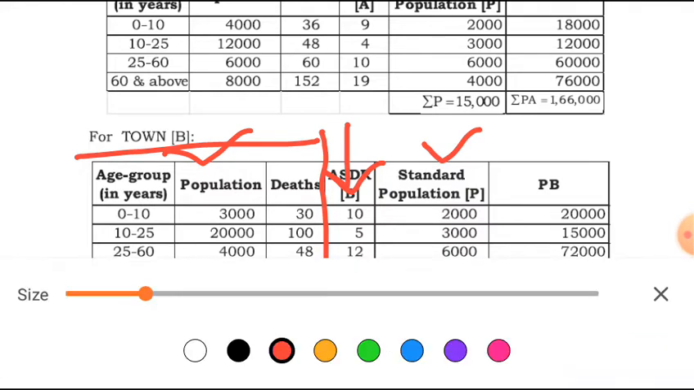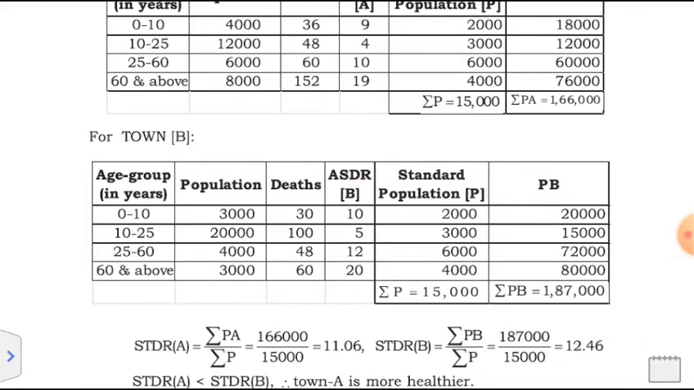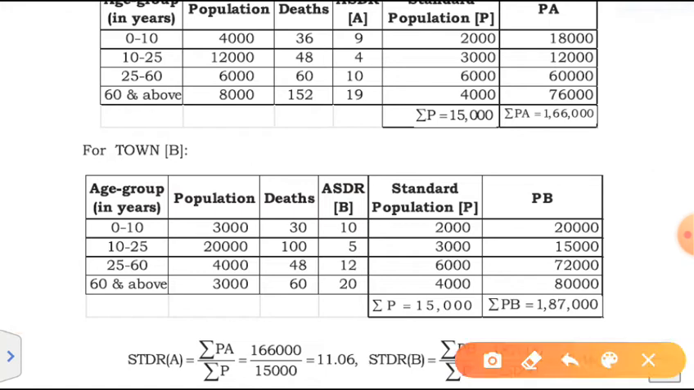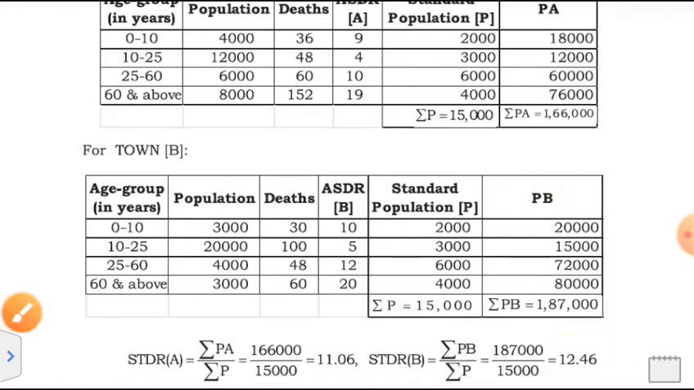And we have written that this is our B, and after that we need to calculate the PB. In the formula we need summation of PB by summation of P. So this is our PB that is being calculated and summed up. We know how to calculate summation of P, and then the standard death rate for A is summation of PA by summation of P, and the standard death rate for B is similarly calculated.